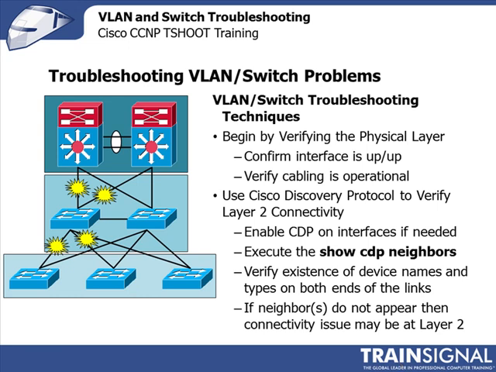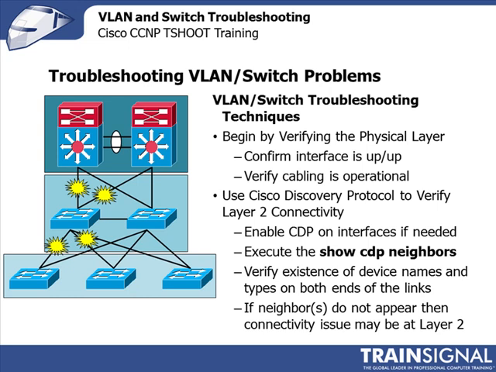Now that you've looked at some common problems, here are some basic ideas of how to do troubleshooting on switches and VLANs. Always start with the physical layer. Make sure the interface is up. Make sure the cabling is operational. That's one of the things that frequently can fail, and that's the first thing you need to check. You can spend a lot of time troubleshooting things when it simply comes down to a cable.